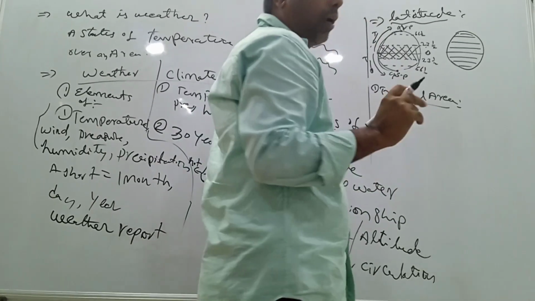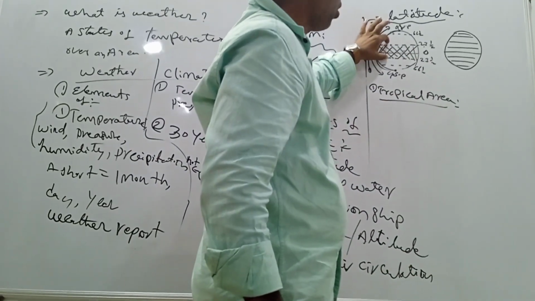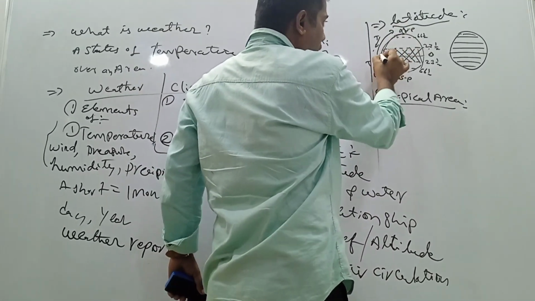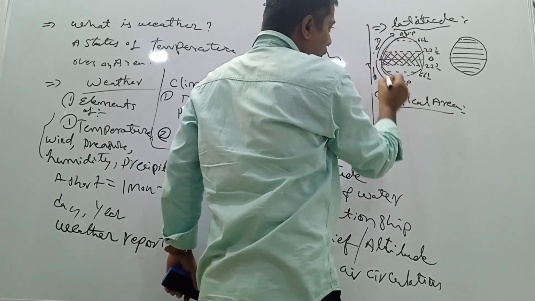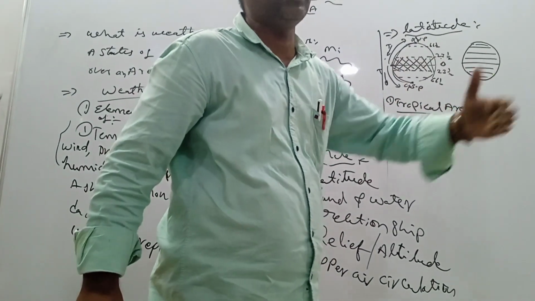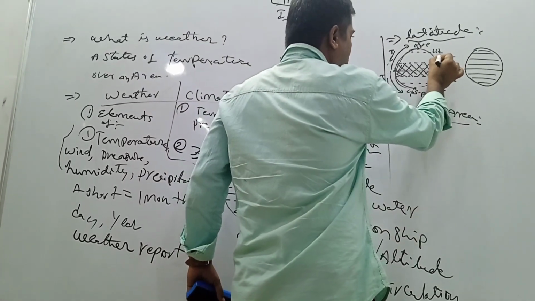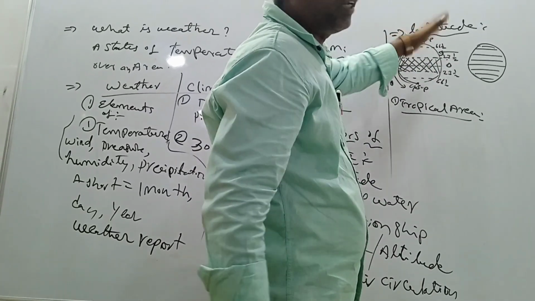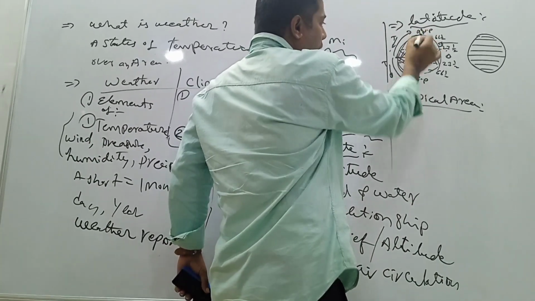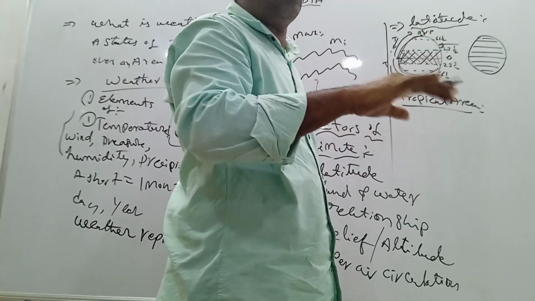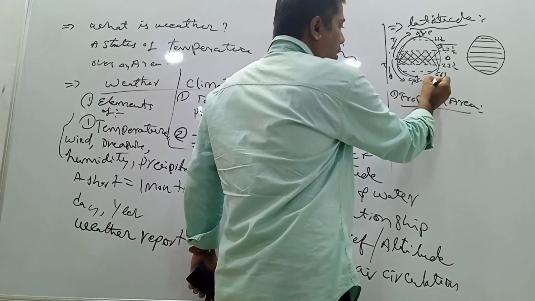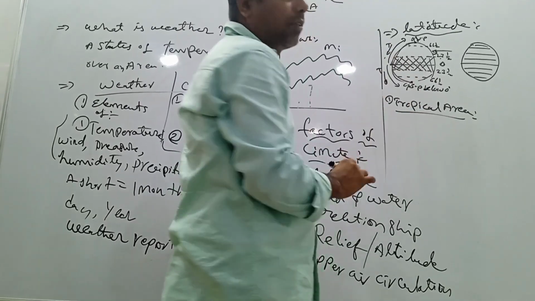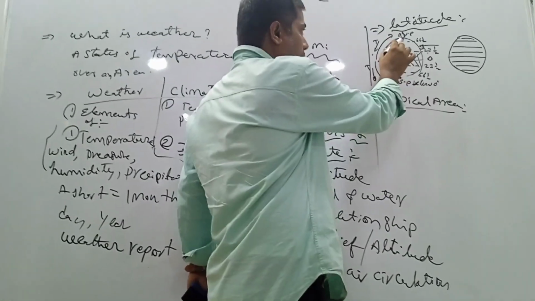Capricorn to Cancer, this area is called the tropical area. This is a hot area, and this is a very hot area. If you move from 0 degree to 90 degree, the North Pole or the South Pole, what will happen? The slant of the sun rays will increase. When the slant increases, the temperature also decreases. So at the North Pole and South Pole, the temperature is always recorded below 0 degree. Here snowfall frequently occurs.